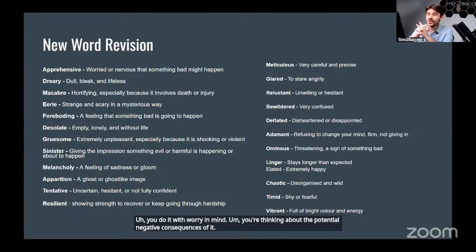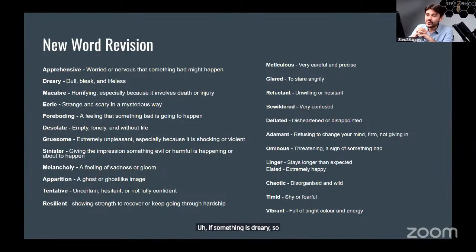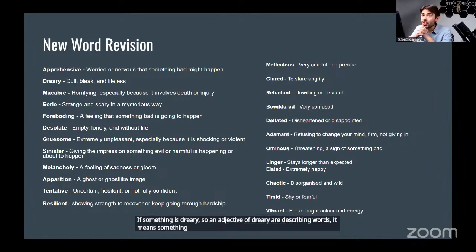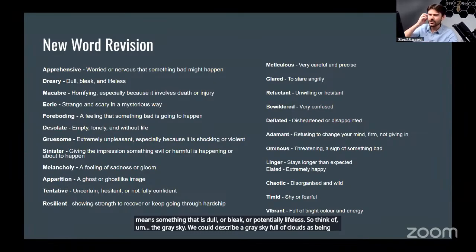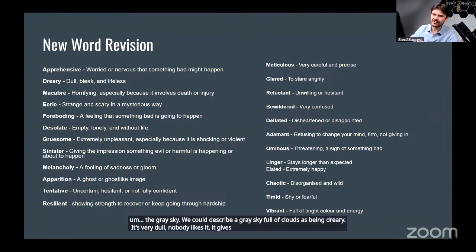If something is dreary, so our adjective of dreary are describing words, it means something that is dull or bleak or potentially lifeless. So think of the grey sky. We could describe a grey sky full of clouds as being dreary. It's very dull. Nobody likes it. It gives very negative vibes.